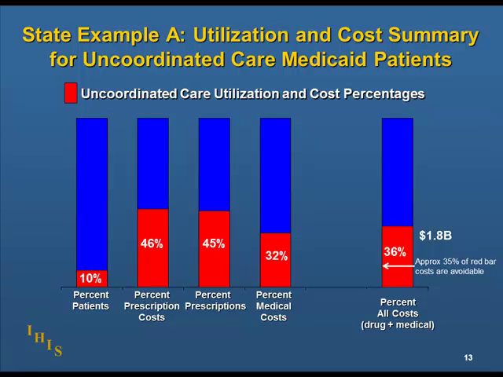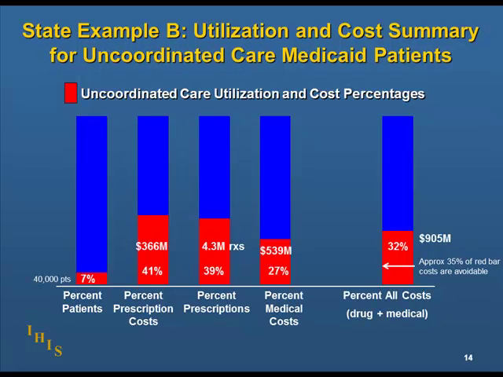So this was $1.8 billion that just this 10% of the most uncoordinated care patients in their population incurred. And what we know is that 35% of that cost of care was completely avoidable due to duplicative and inappropriate services that were delivered.